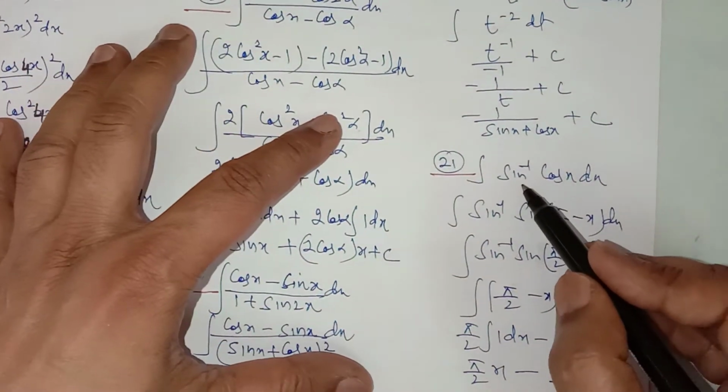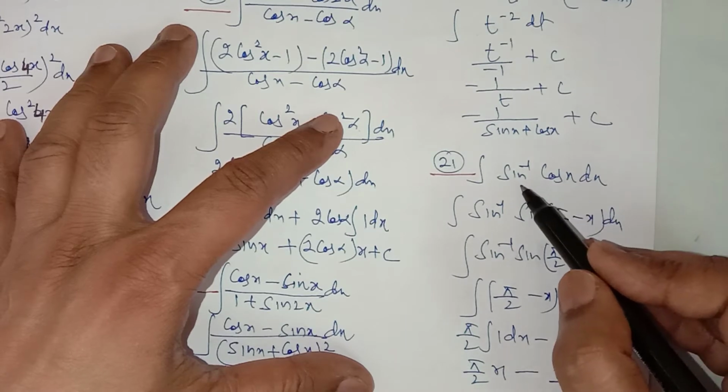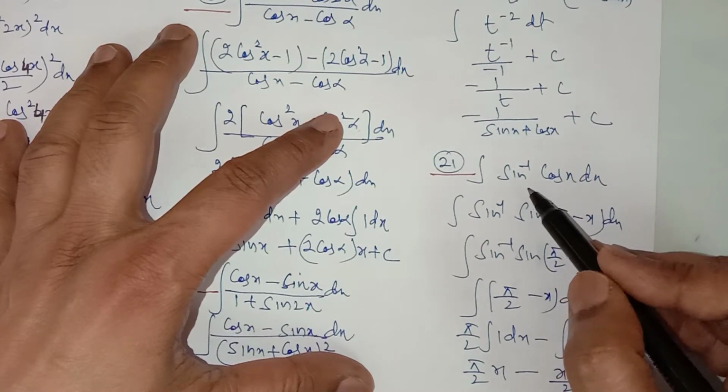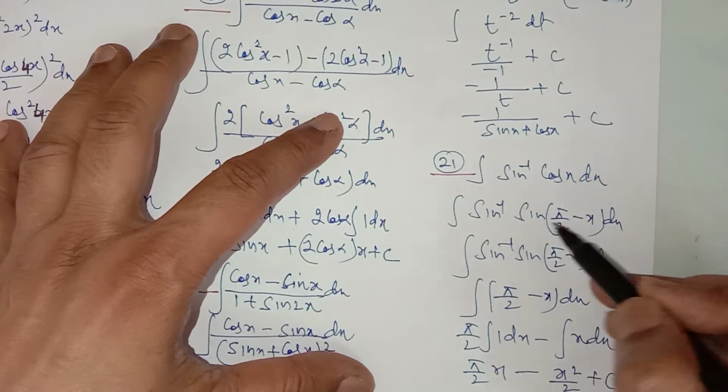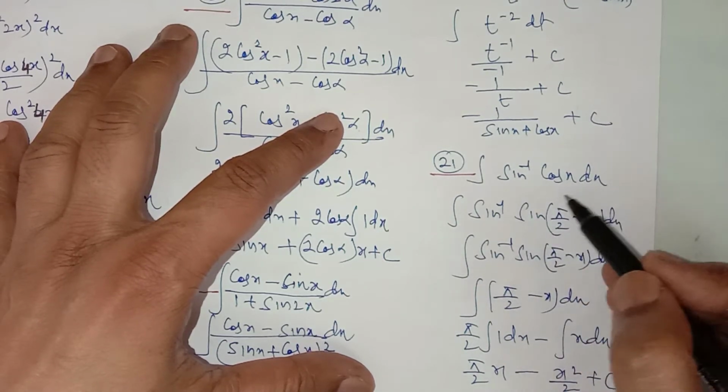In question number 21, sin inverse cos x. You have to remove this sin inverse. You know that inverse trigonometric function. So in place of cos x, you write sin of 90 minus x. So sin inverse sin theta is equal to theta.